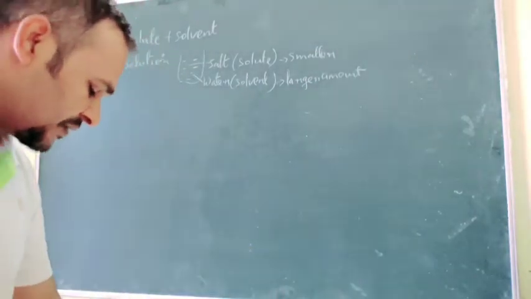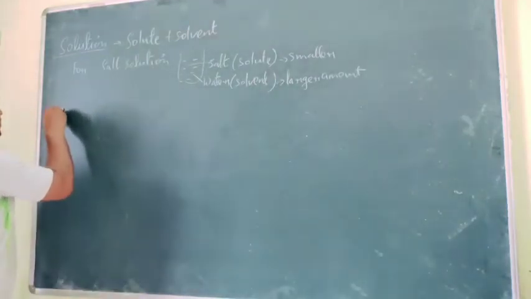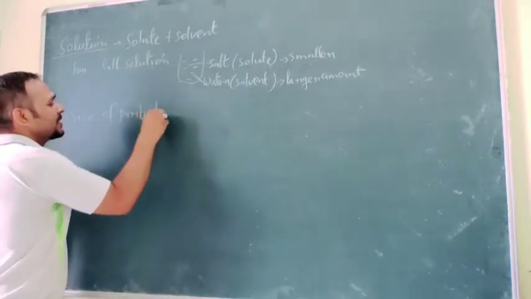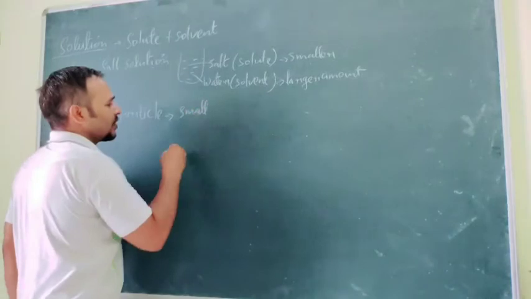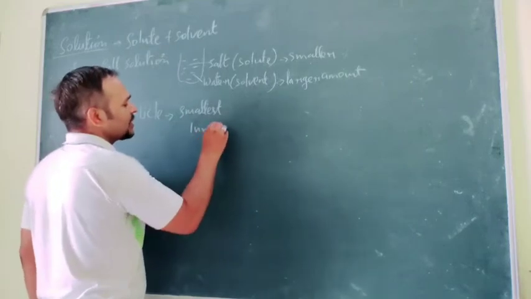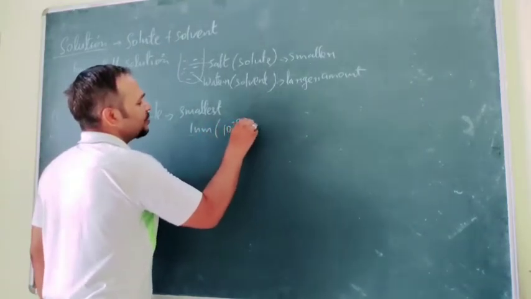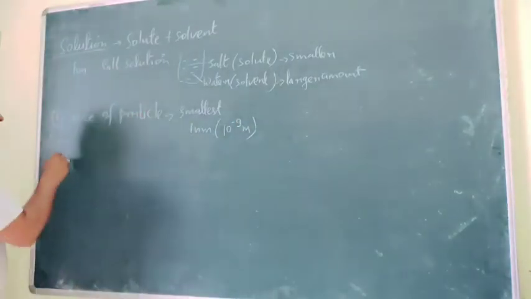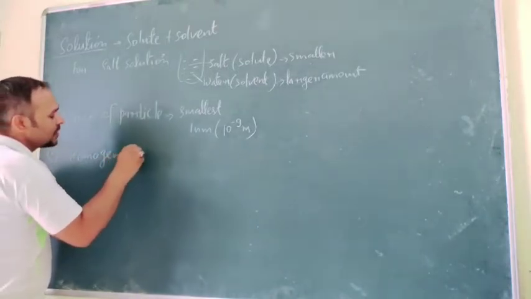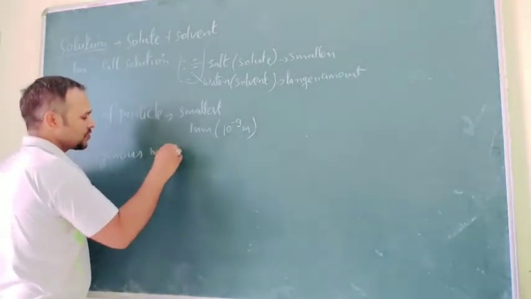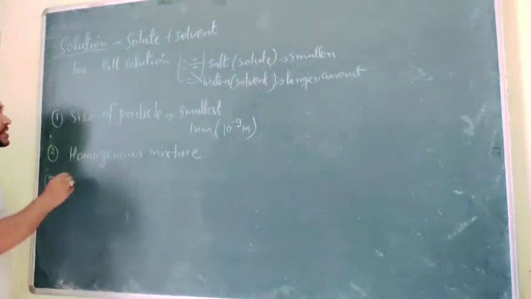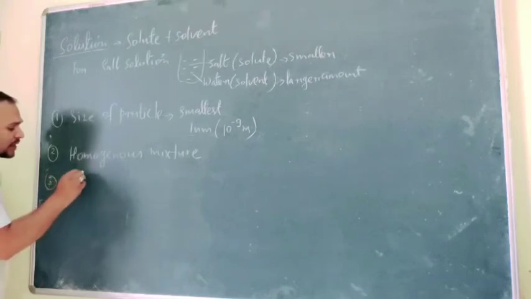Now, so here 3 points I have discussed. The first thing is size of particles. Size of particle is very small, right? Or we can say smallest, that is 1 nanometer. 1 nanometer is equal to 10 raised to power minus 9 meter. Is it clear, students? Second point we have seen, it is a homogeneous mixture. Homogeneous mixture means the solid particle is evenly distributed, right? The third property or characteristic we have seen, that is there is no visible boundary.